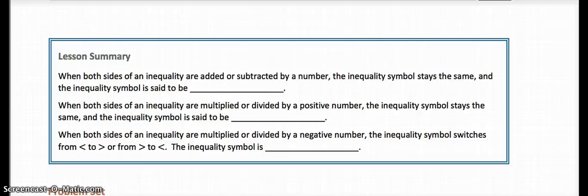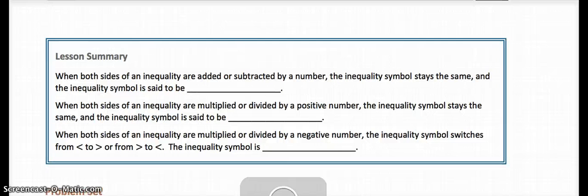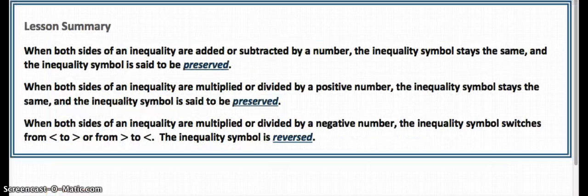When both sides of an inequality are added or subtracted by a number, the inequality stays the same, and the inequality symbol is said to be preserved.